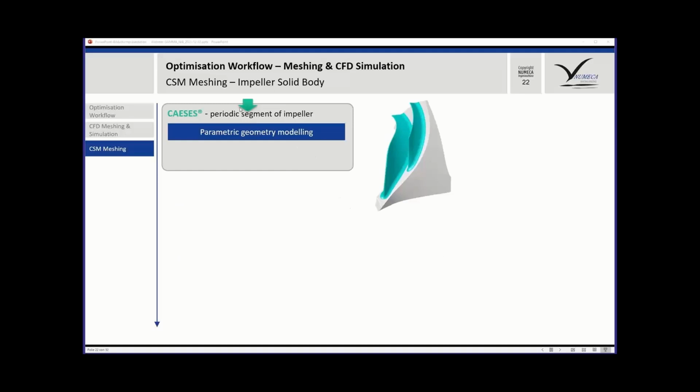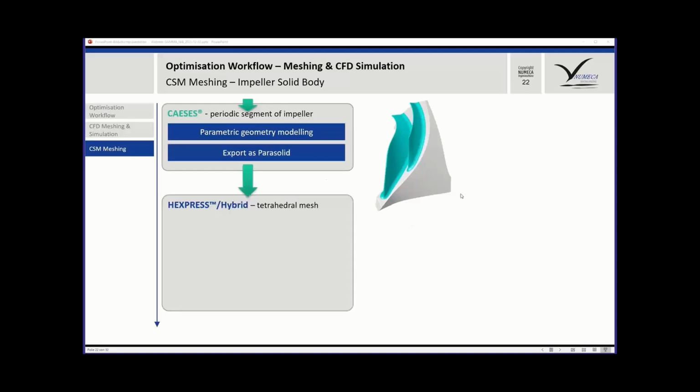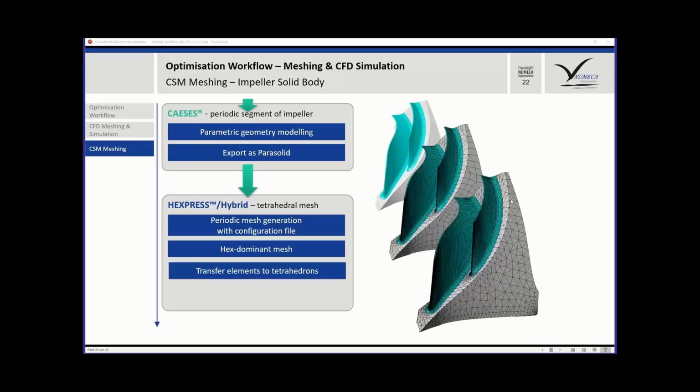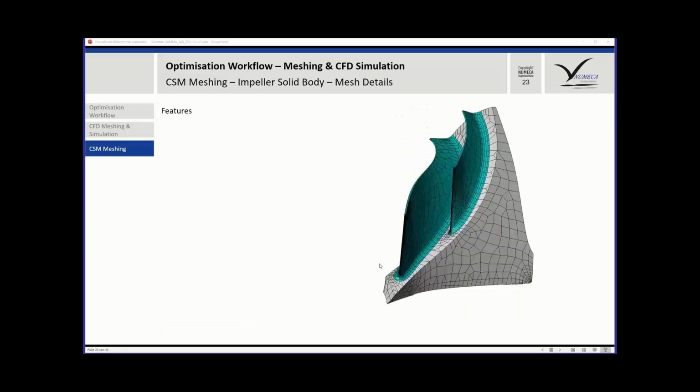Good. So from CASES, we get the parametric model, exported as Parasolid. Hex plus Hybrid first creates a hex dominant mesh with periodic matching connections. You see here that's mainly a hex mesh. And in the next part, we are splitting that hex mesh into a tet mesh. And then we export that into Calculix.